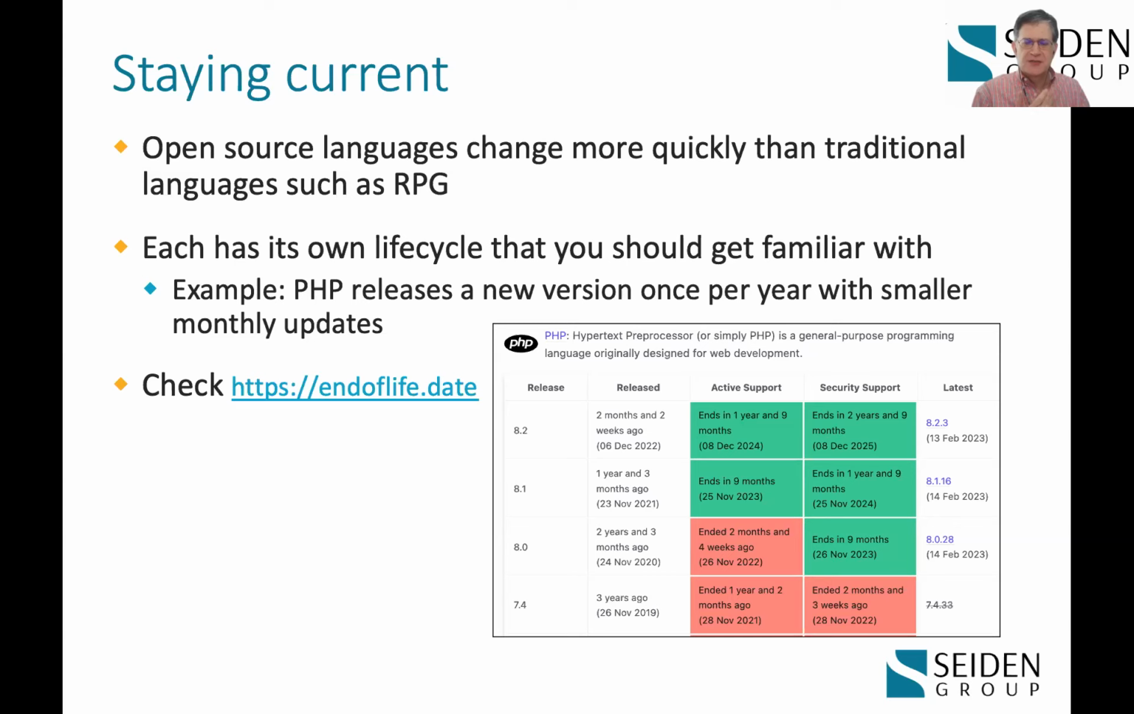It's like PHP has a new version once per year, and every month they have small updates as they go along, either bug fixes or security fixes. The best site to look at for all these different languages, I find, is called endoflife.date. That's when these different versions kind of end their life cycle, endoflife.date.